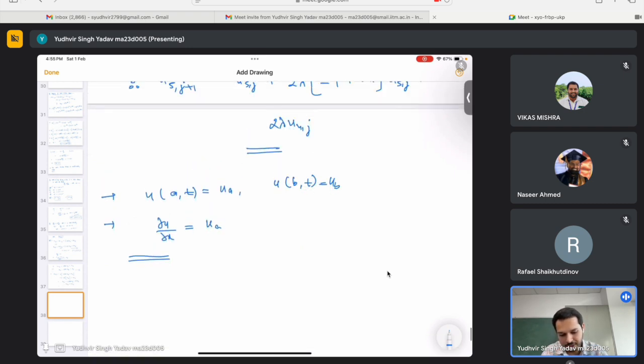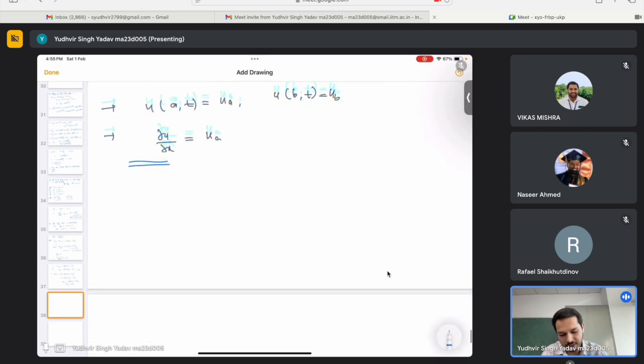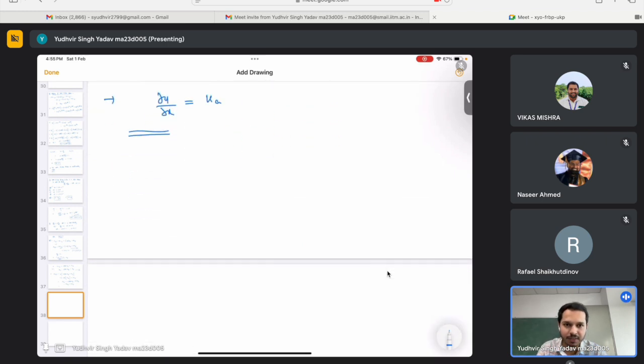So I will stop here and I will discuss one or two more examples on the implicit scheme next time. So if you have any doubt, then you can ask.